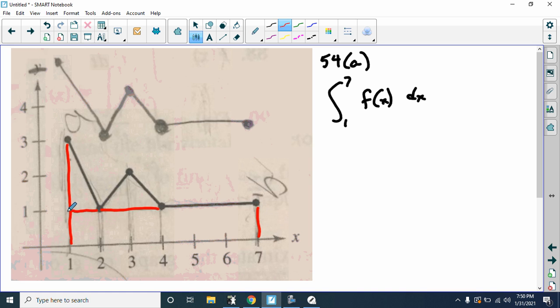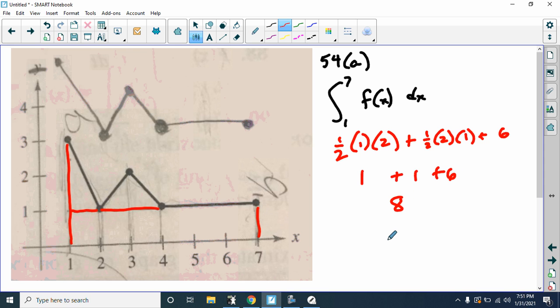This triangle right here has an area of 1/2, base is 1, and height is 2 units. So the area of that is 1. This triangle, the base is 2 and the height is 1. So that one is also 1 unit. And this rectangle all down here, base is 6 and the height is 1. So the integral from 1 to 7 is 8.